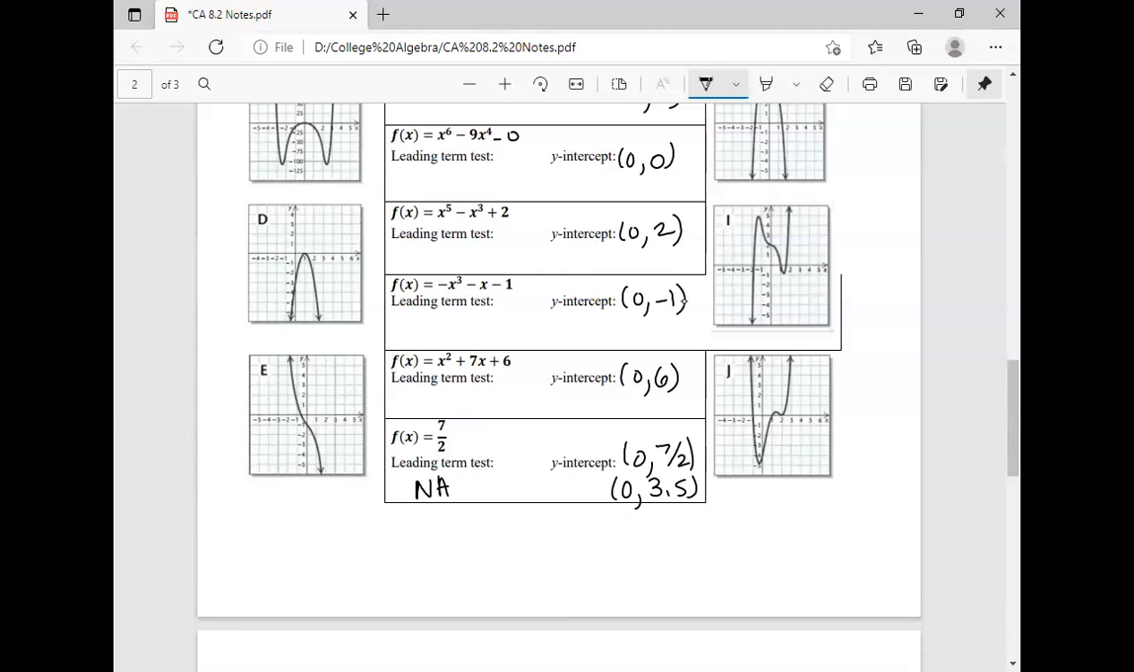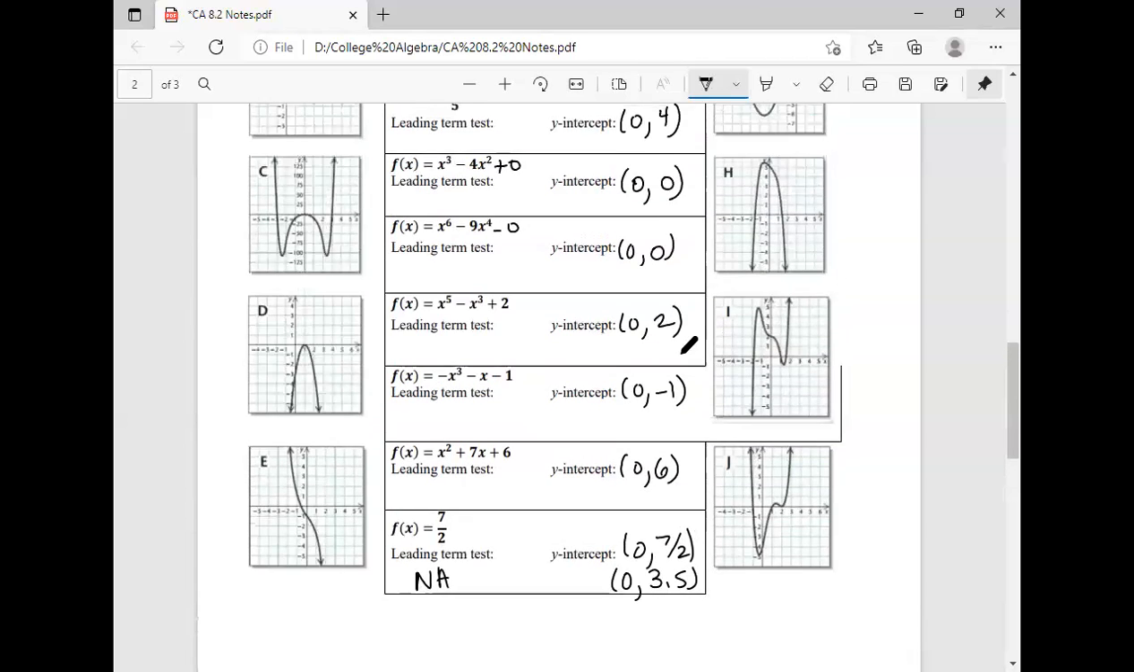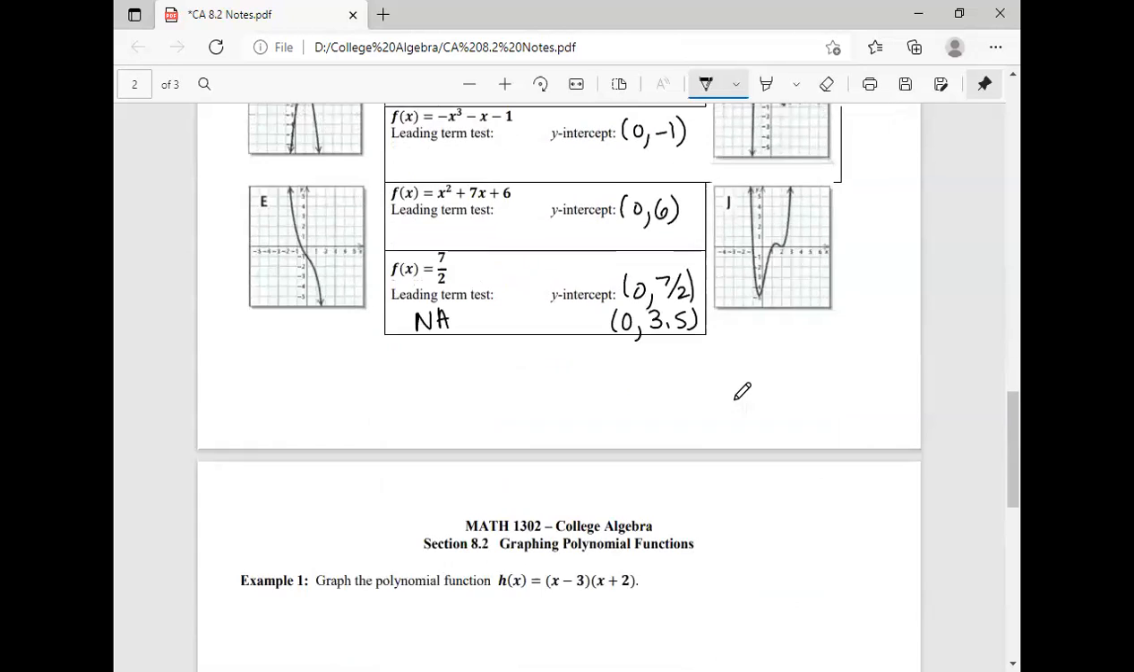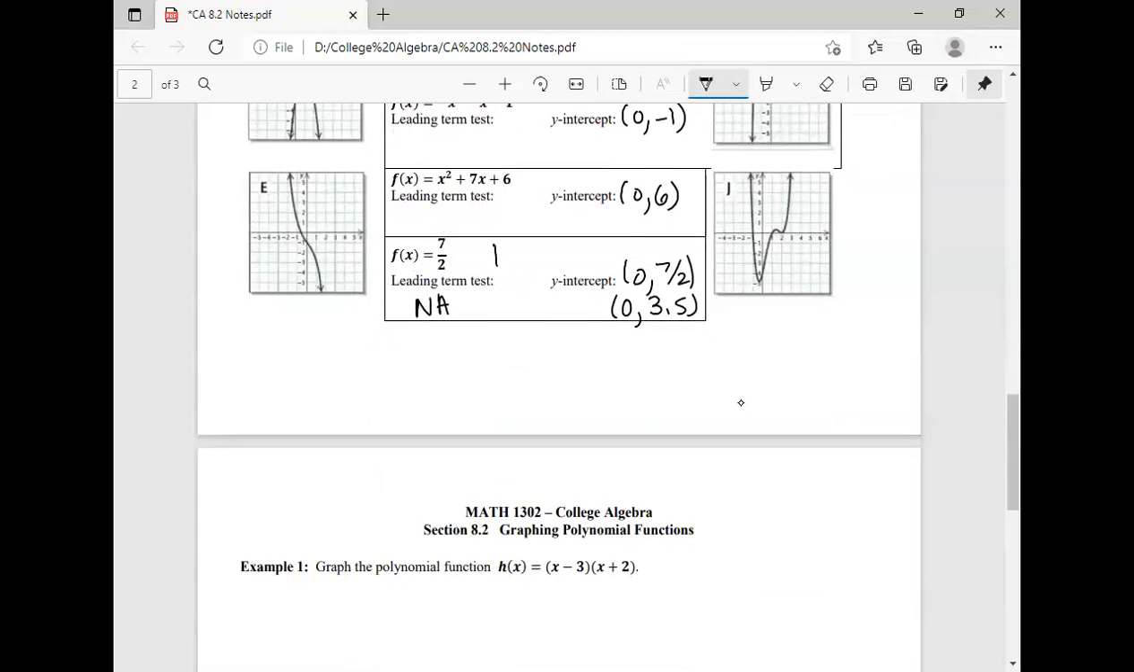Which graph is this one that matches this? F, right up here at the top, right? It goes right through where y is equal to 3.5. I'm going to mark that one out just so we don't worry about it, and come down here and put that this one is F. Okay, we already know that.